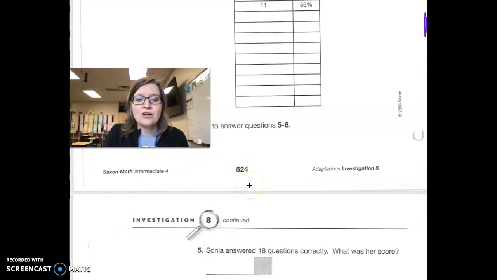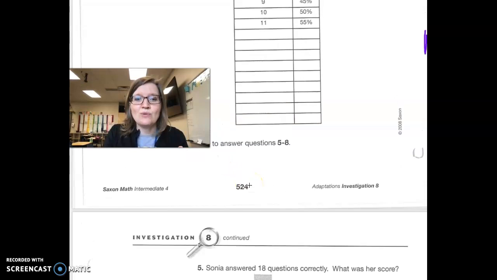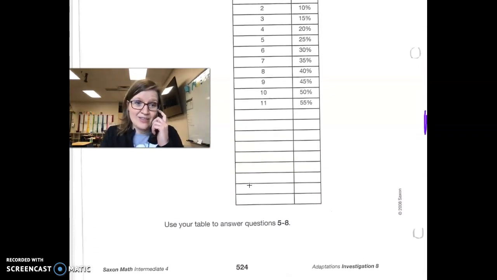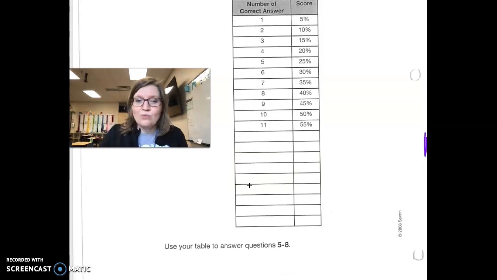It says Sonia scored 18 correct questions. What was her score? So I can already tell that I need to figure out what all of these table values are. So if 10 is 50%, then I'm going to fill out the rest. 12 will be 60%. If you notice, there's a pattern. We're going up by 5s. So 13 will be 65%. Guys, I hope you can see those little percentages. 14 is 70%.